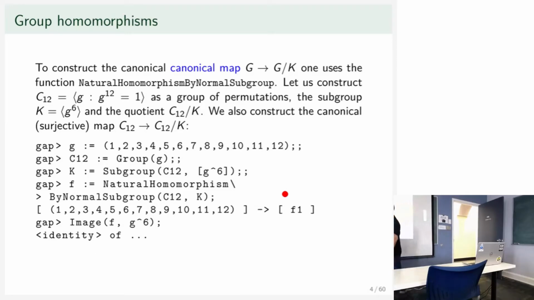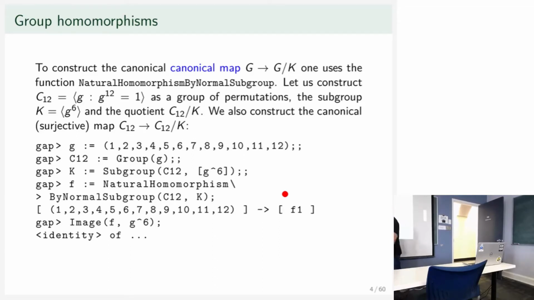So I define this permutation of length 12, and then I define the group, which is the group generated by this. I think that a square bracket is missing here. We should check this, but maybe a square bracket is missing. Not sure if this is going to work. I think it won't.